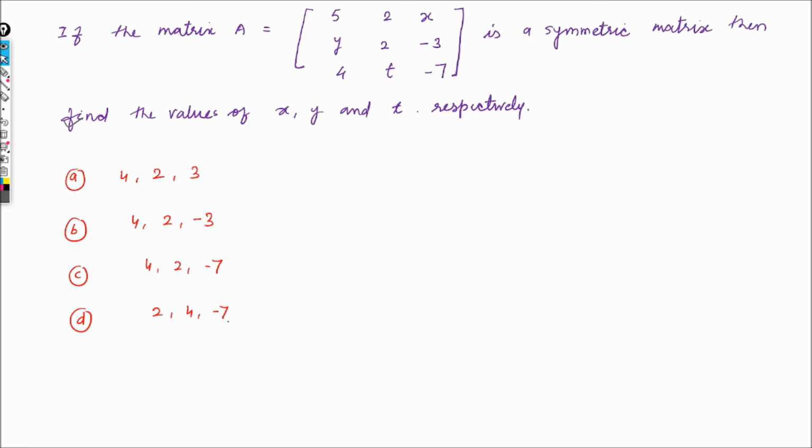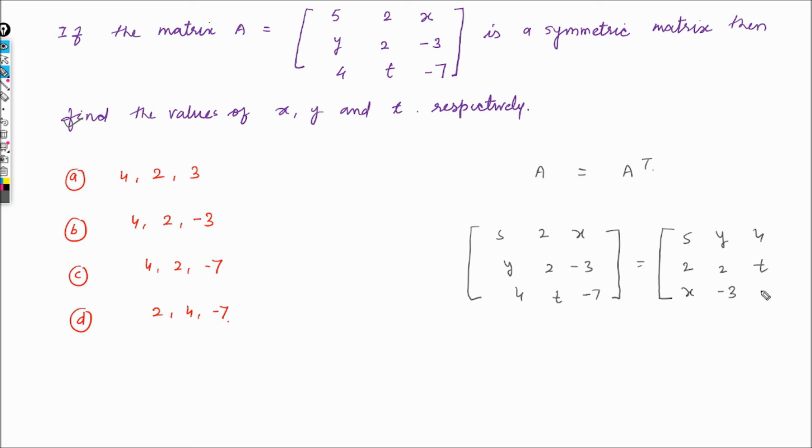Now, if the matrix A is a symmetric matrix, then we can easily find, using the definition of a symmetric matrix, A is equal to the transpose of A. So let us write the matrix here, it is equal to its transpose, interchanging rows to columns.